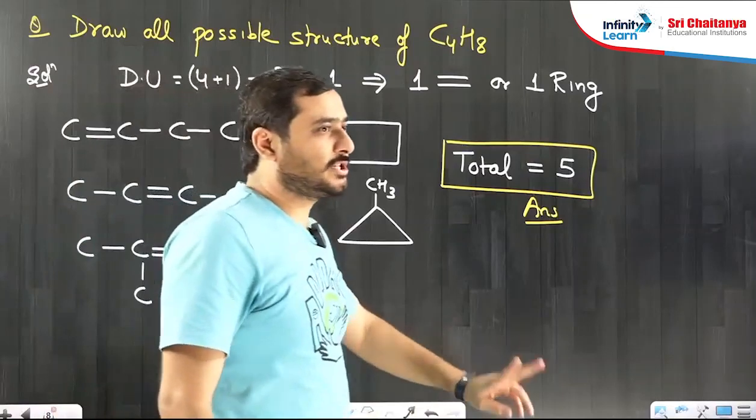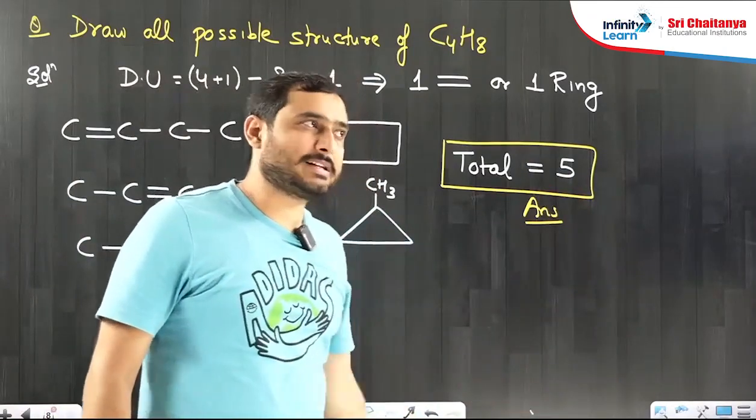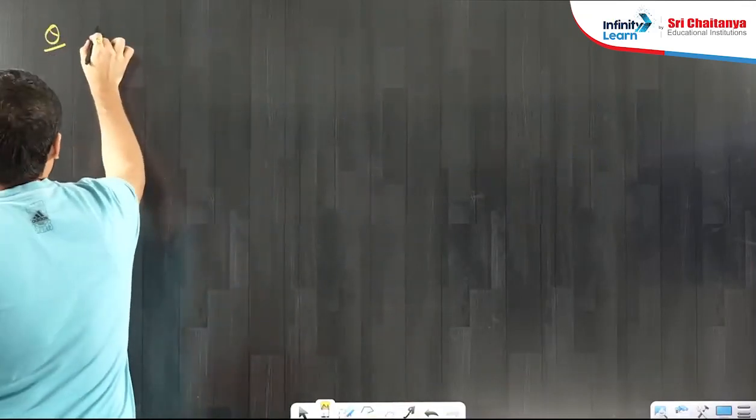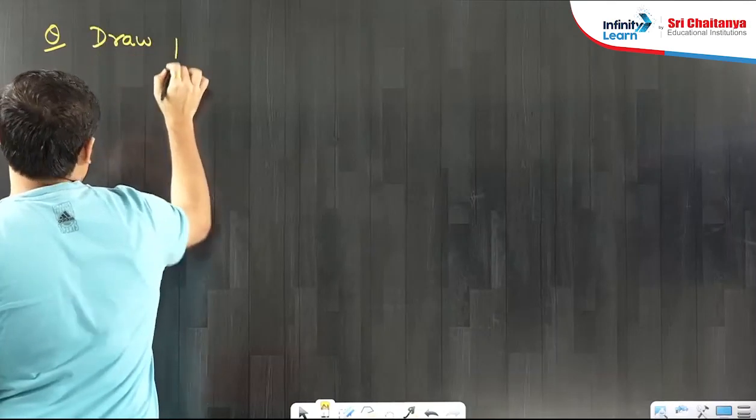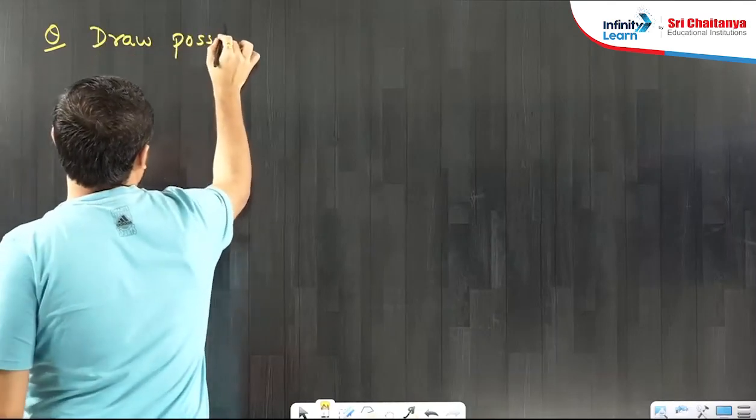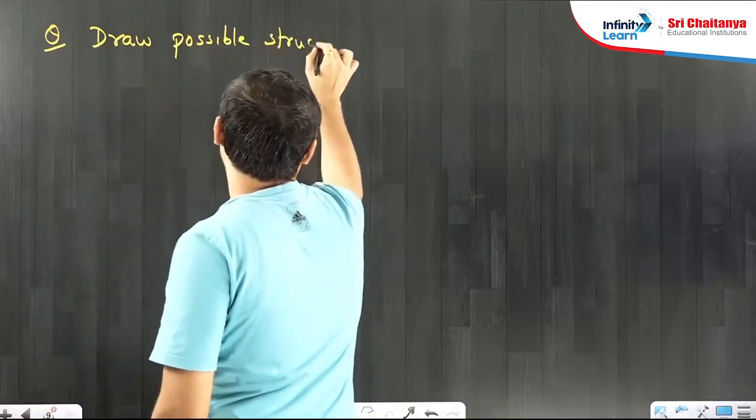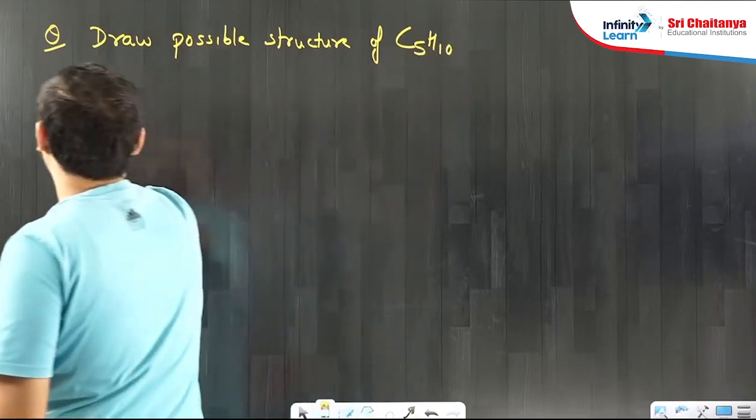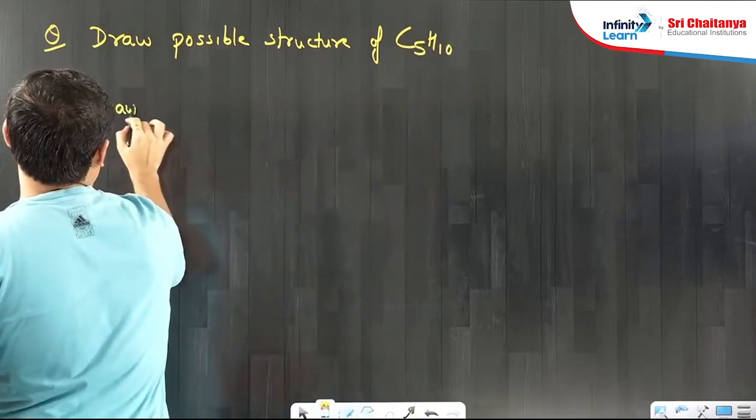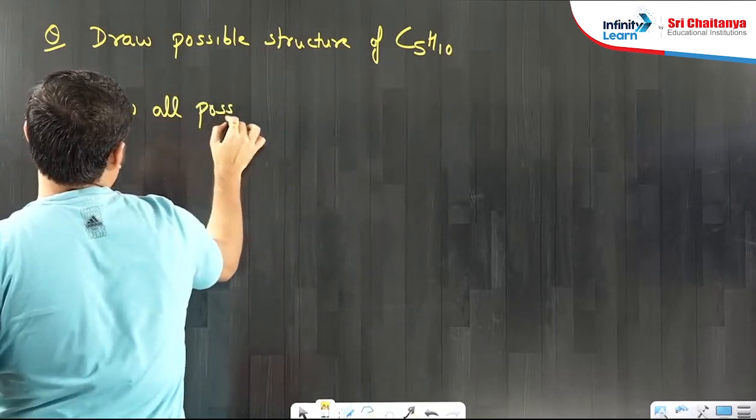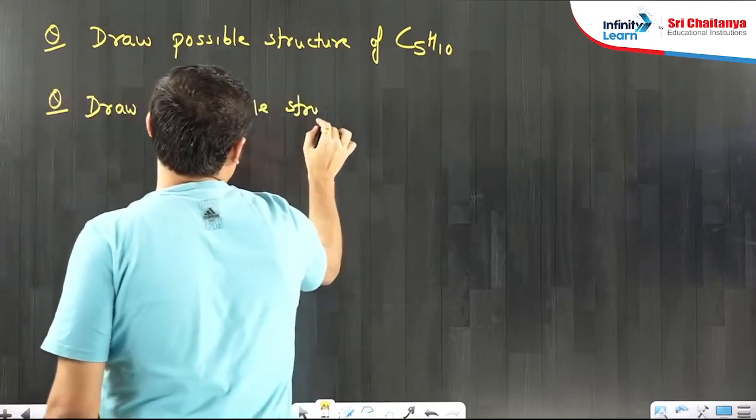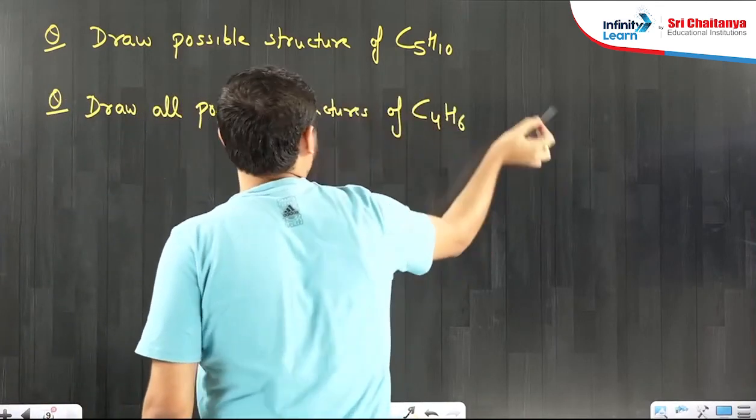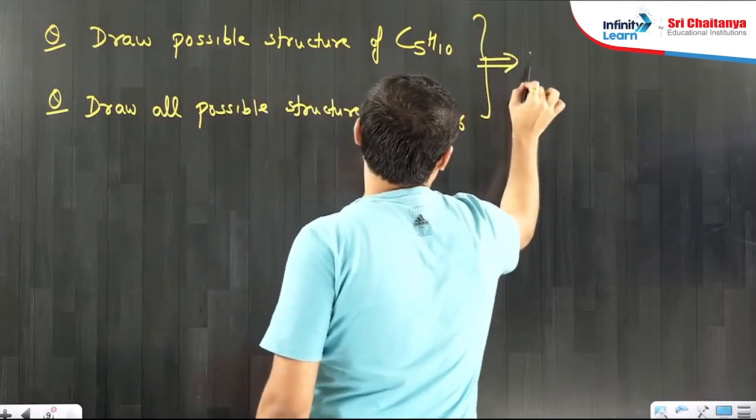Now I am giving you 2 questions which you have to attempt after the class. In the next class we will discuss those 2 examples. So without taking any help, you have to draw by yourself. Draw all possible structures of C5H10, and next, draw all possible structures of C4H6. So these 2 questions are your work.